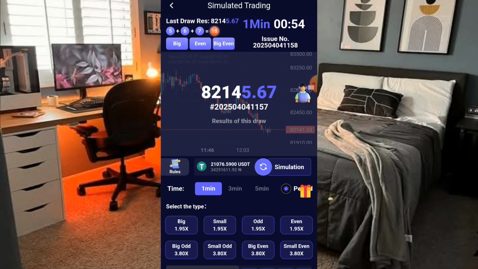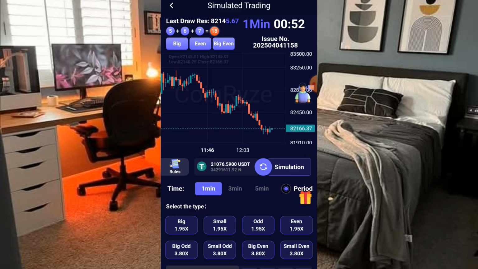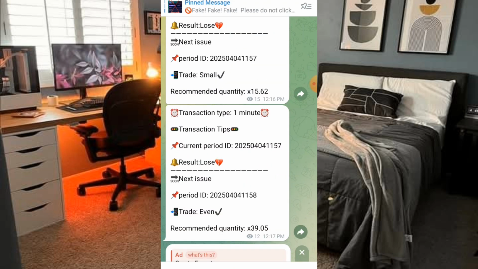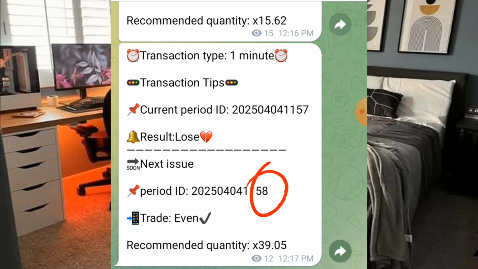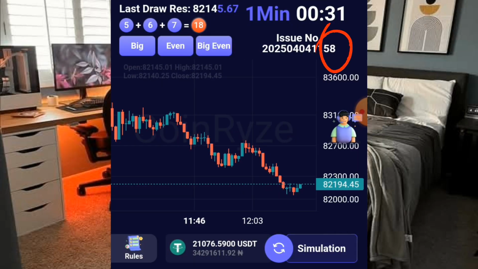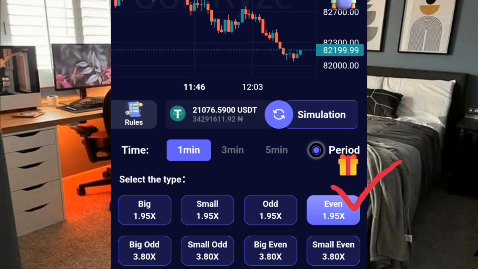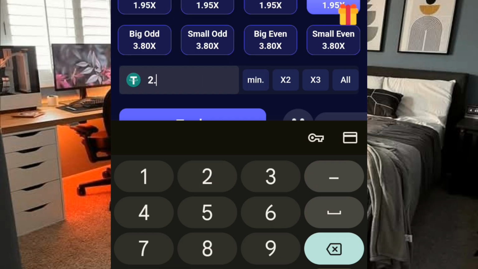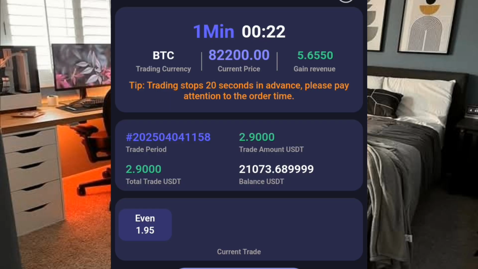So we're on the Coinryze trading interface and we're going to go to the signal channel, the 1-minute signal channel, to confirm the period ID is the same as on the site. So we can see the period ID on the signal channel here is 58 and the trade type is even. So we're going to confirm the same thing. You see the period ID is 58. I'm going to choose the even trade type and then we're going to put in the first trade amount, which is 2.9, and we're going to make a trade.